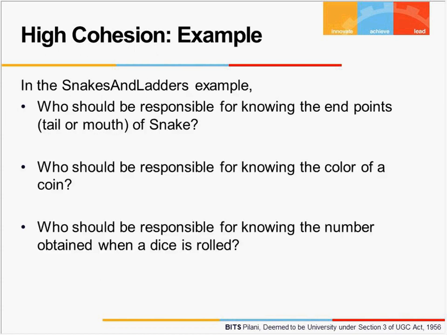Let's move ahead with the example of the cohesion pattern. So coming back to our snakes and ladders case study, the question is, who should be responsible for knowing the endpoints of a snake object? The answer to this question is very easy. So who should be responsible for knowing the endpoints of a snake?